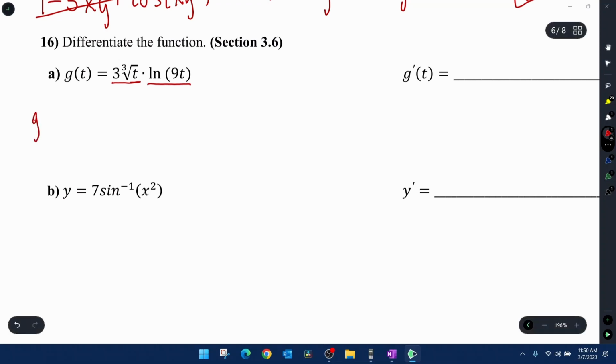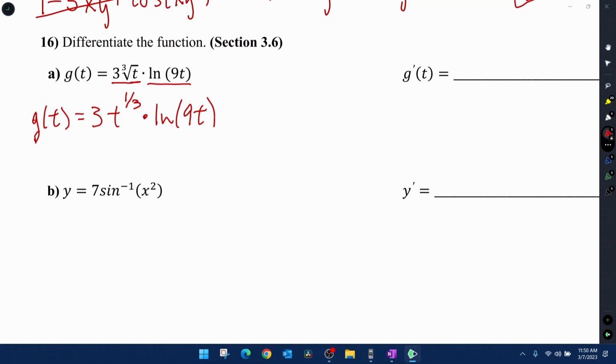I think the first thing I want to do is rewrite this without the cube root. Does everybody agree what I've done there on the first step is I've just gotten rid of the cube root and written it in exponential form with an exponent? Notice I didn't put a prime because I didn't start the derivative yet. I just changed the form. And now I can put a prime.